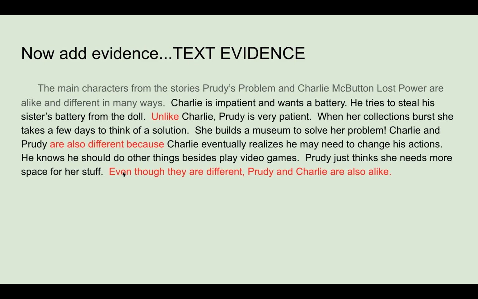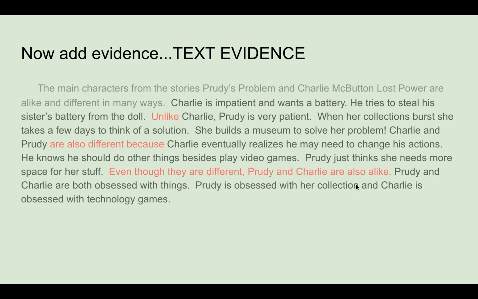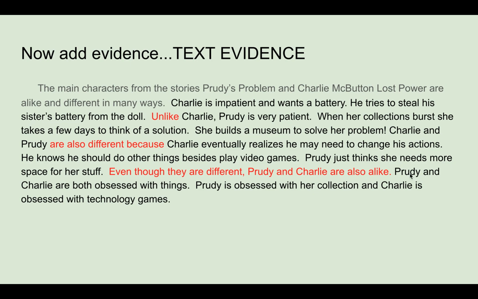Now I'm going to move on, and I have: Even though they are different, Prudy and Charlie are also alike. Because I have not talked yet about how they are alike. So I have to add about how they are alike. So let's go on. And at the end I add: Prudy and Charlie are both obsessed with things. Prudy is obsessed with her collection and Charlie is obsessed with technology games.